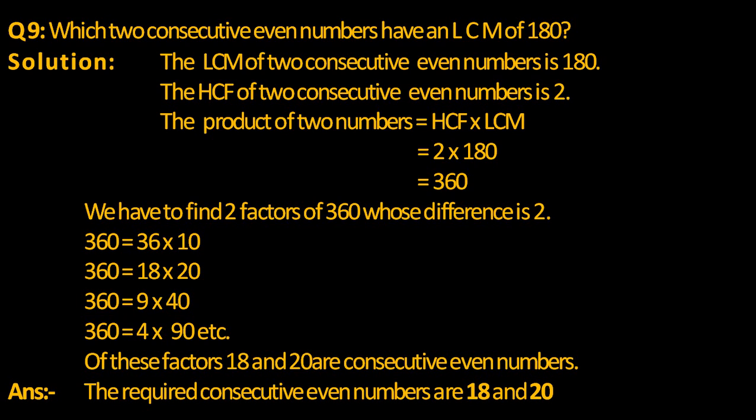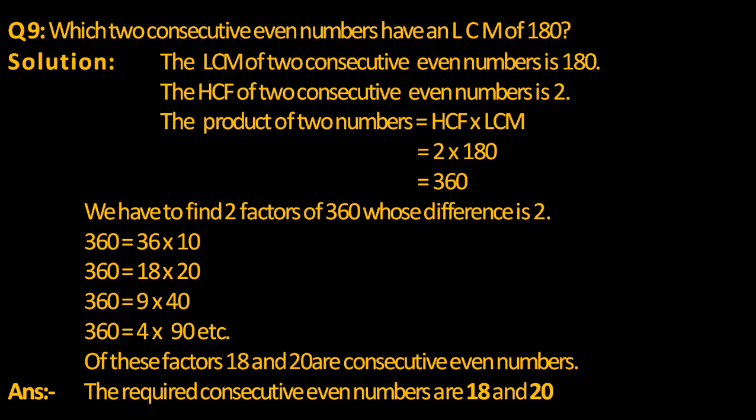Question number 9. Which two consecutive even numbers have an LCM of 180? Consecutive meaning continuous. The LCM of two consecutive even numbers is 180. Even numbers are all those numbers which are divisible by 2. Now we had seen earlier that the HCF of two consecutive even numbers is always 2. And we know that the product of two numbers is equal to HCF into LCM.